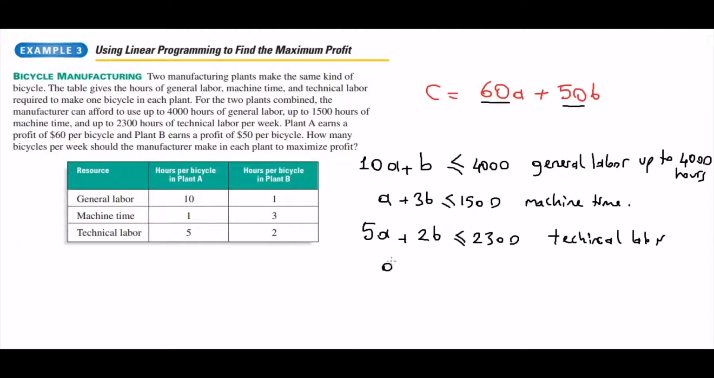And we know that the production cannot be negative, so A is greater than or equal to 0 and B is greater than or equal to 0 because the production cannot be negative. Here our 10 and 1 are obtained from the table, because in the general labor we produce 10 bicycle A and 1 bicycle B, and using the machine time we produce 1 bicycle A, 3 bicycle B, and technical labor 5 to 2. Now we have constraints here as well.